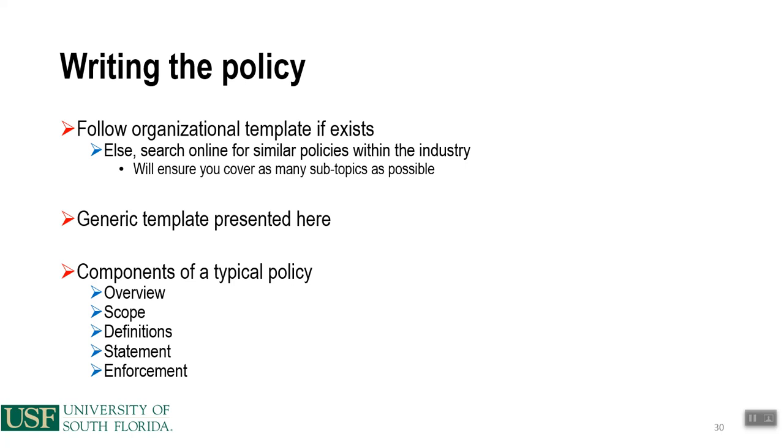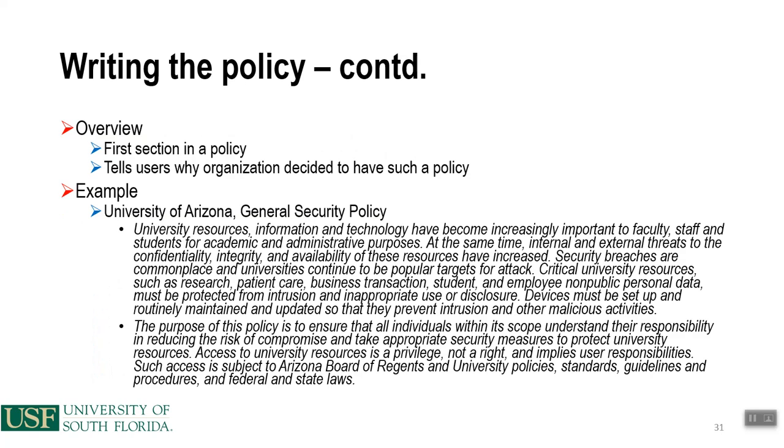So a generic template is presented here. The components of a typical policy are an overview, scope, definitions, statement, and enforcement. The overview is the first section of the policy. It tells the users why the organization has decided to have such a policy.